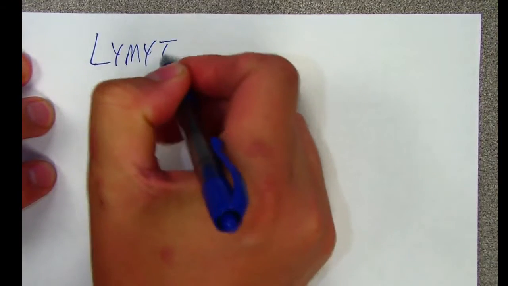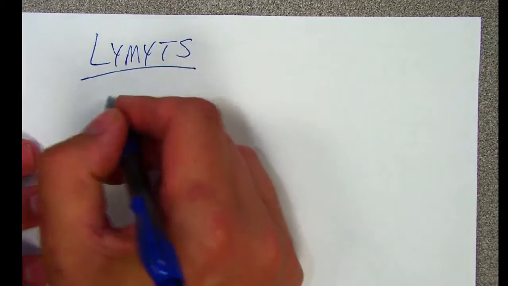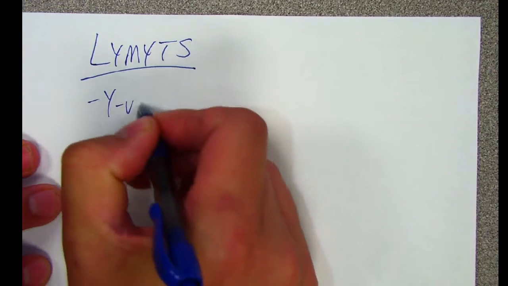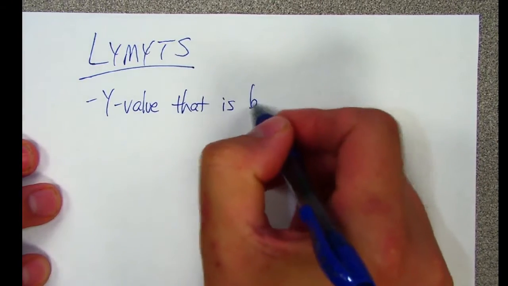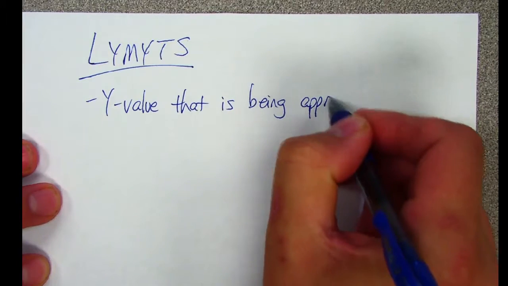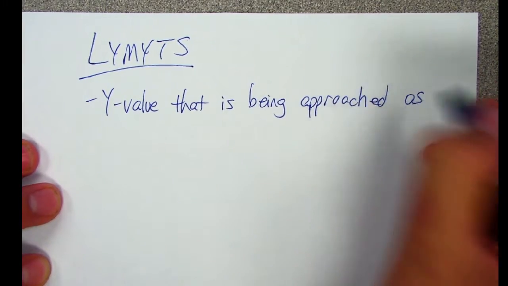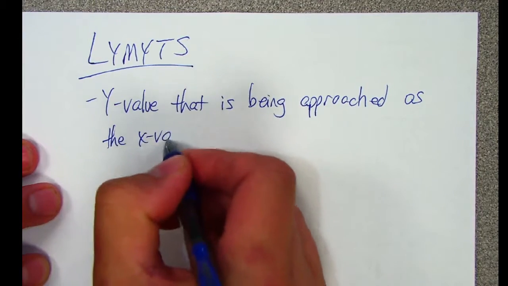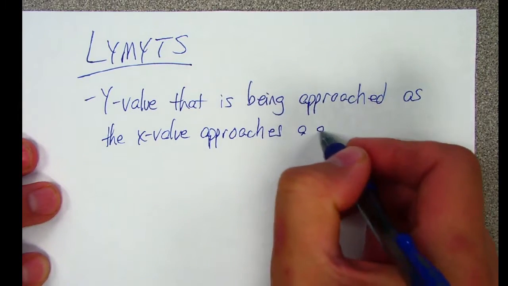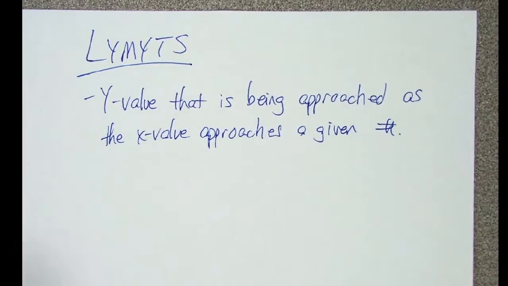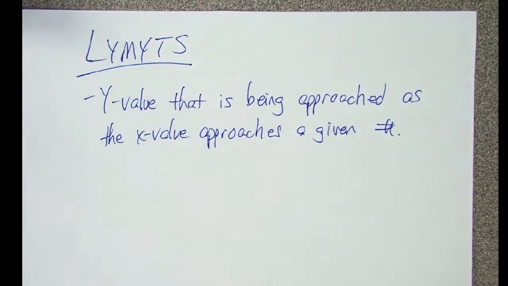So limits are y values. That's why I'm spelling it weird. I understand how to spell limits, but we're going to put the y's there to hopefully help you remember that limits are y values. So what limits are: it's the y value that is being approached as the x value approaches a given number. So the y value that is being approached as the x value approaches a given number.